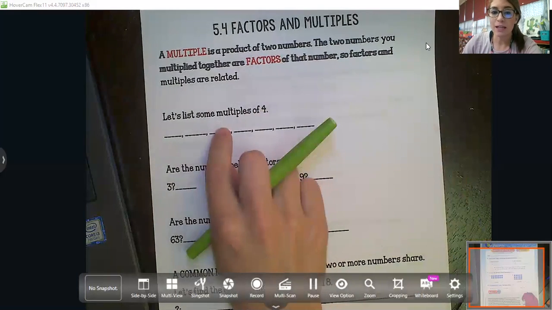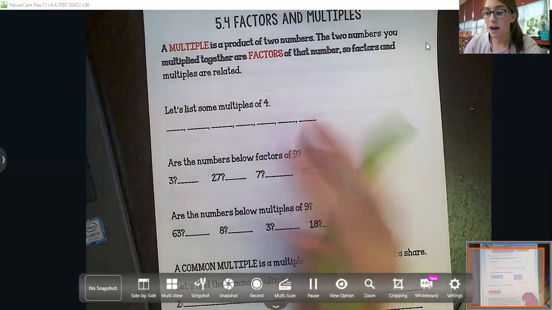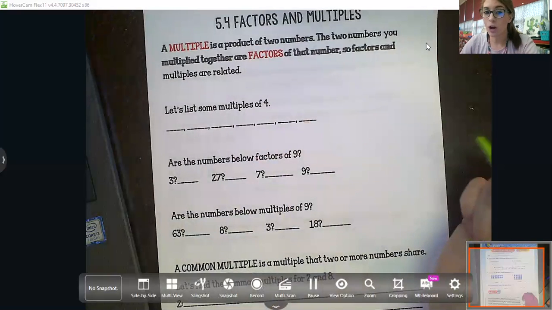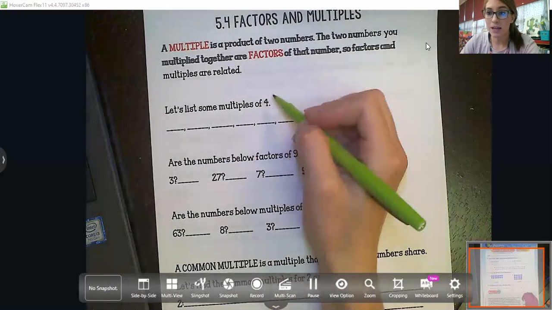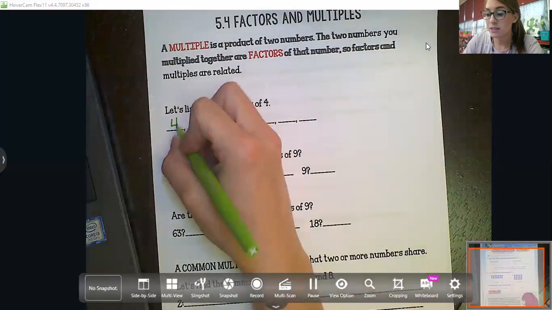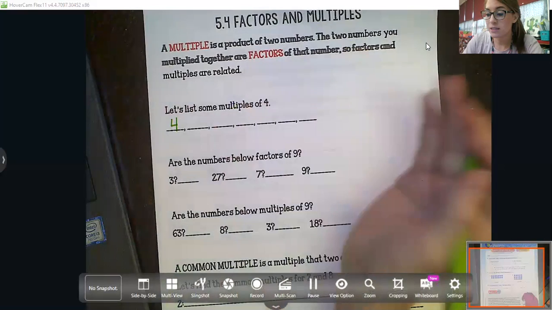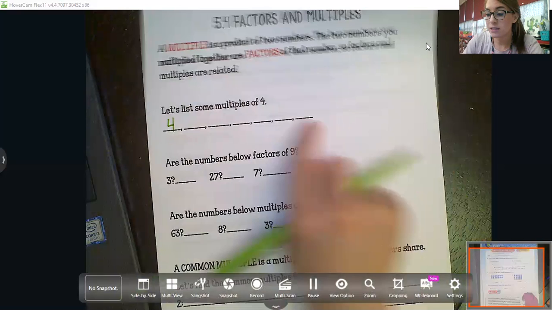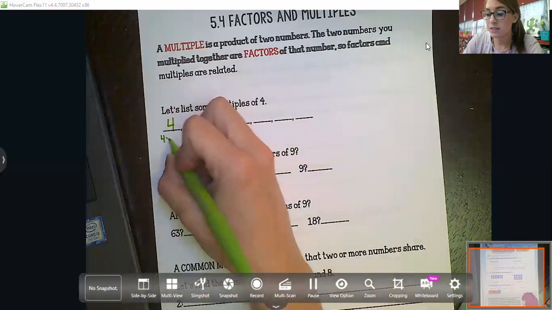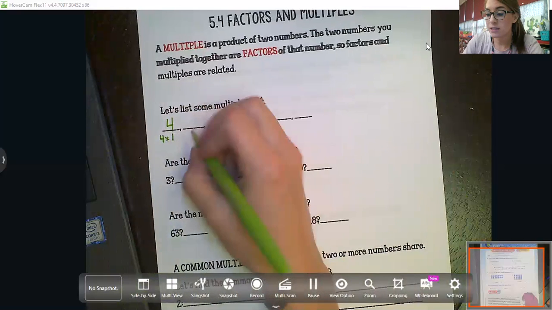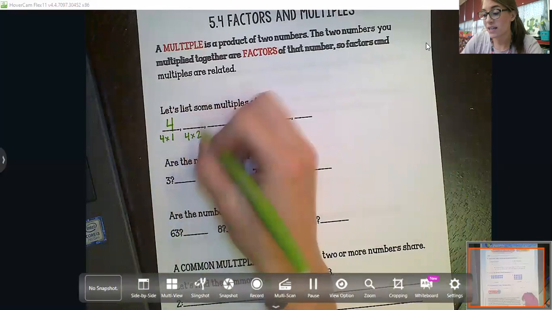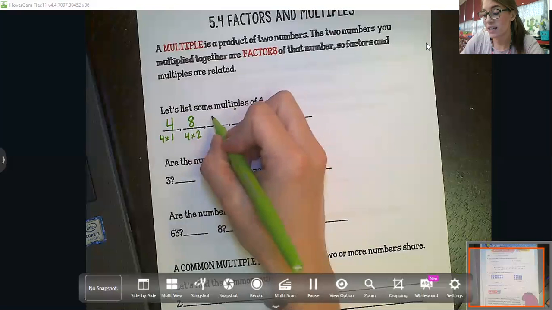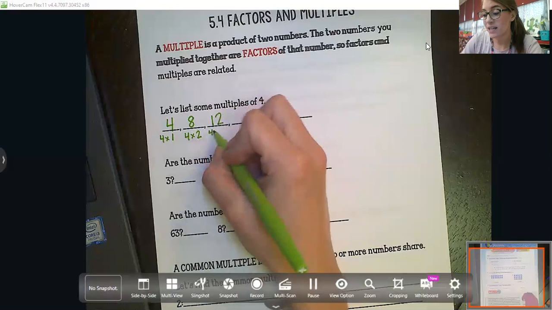All right, so let's go ahead and list some multiples of 4. Whenever we're listing multiples, unless it says otherwise, we're always going to start with the number they give us. So I'm going to put 4 right here. When we're multiplying out, these are basically like our facts for 4. So this is 4 times 1. Next would be 4 times 2, which is what? 8. Very good. And then next would be 12. 4 times 3 is 12.